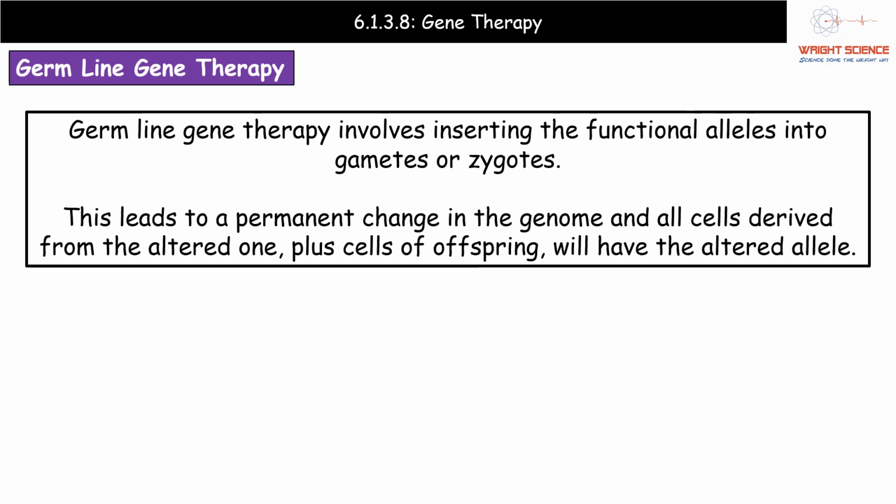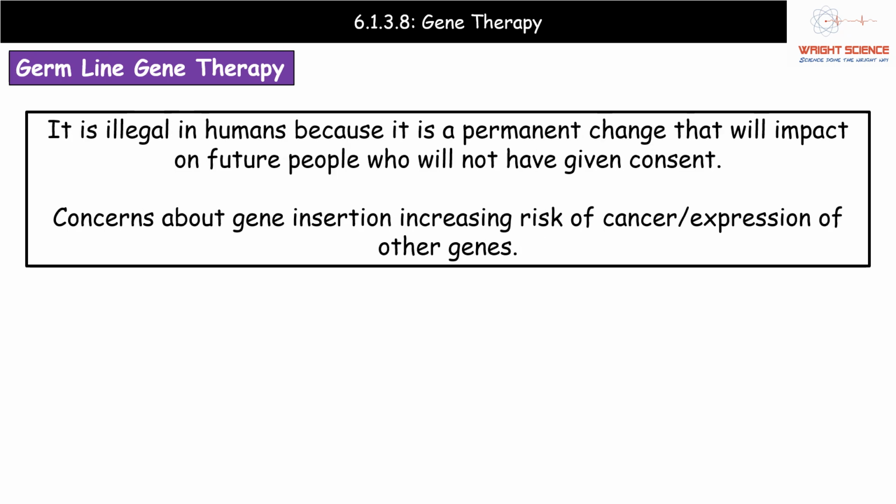So what we've got to bear in mind is we're not just changing one cell, we're going to be changing that cell, every cell that then comes after it, and any cells of future offspring of that particular organism as well. So this has very wide-reaching effects. And because of this, it's illegal in humans. So we are not allowed to carry out germline gene therapy on humans because it is a permanent change that impacts the future people who've not given consent.